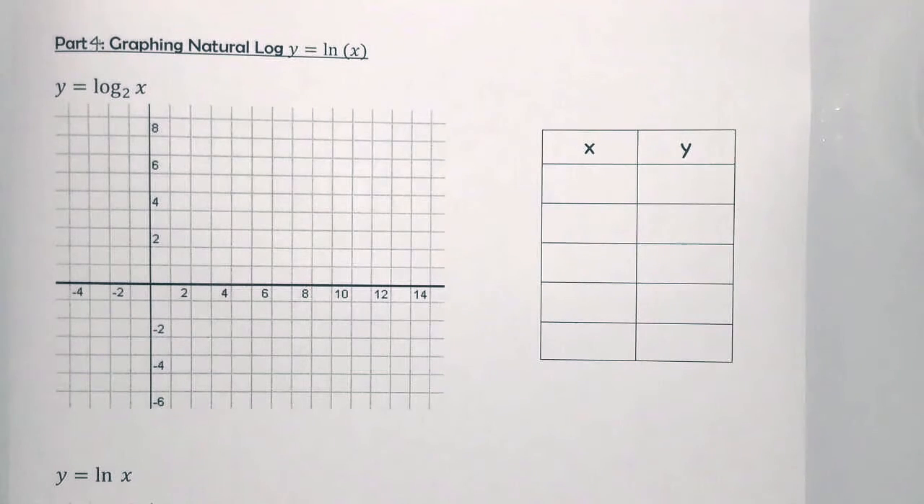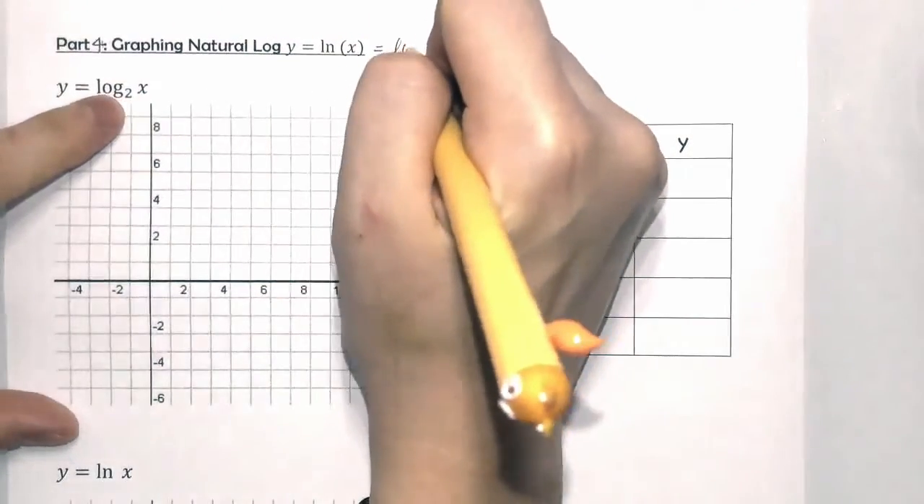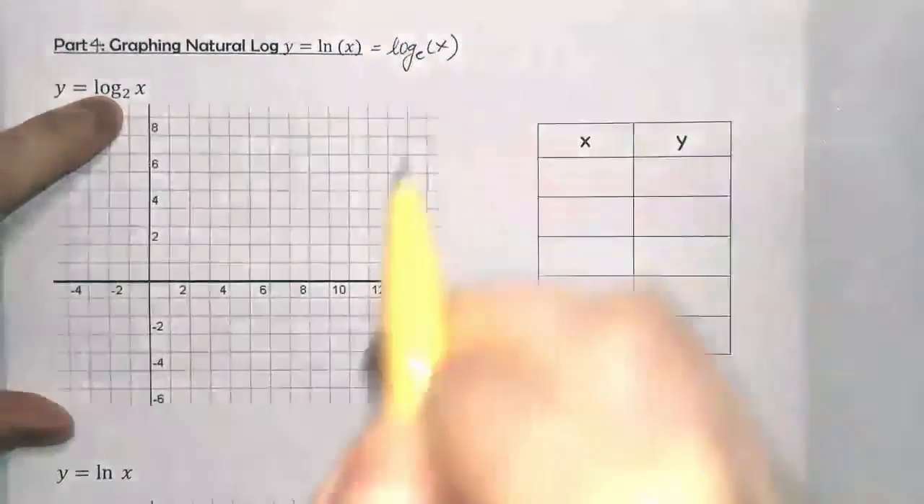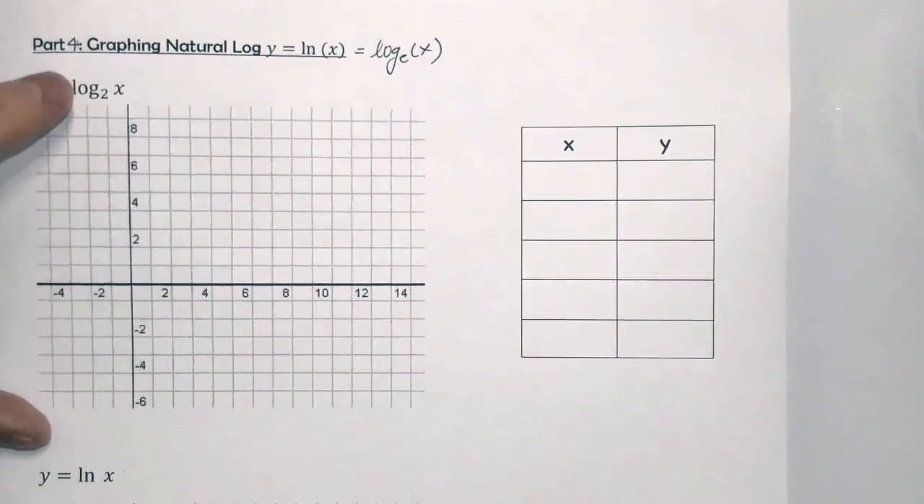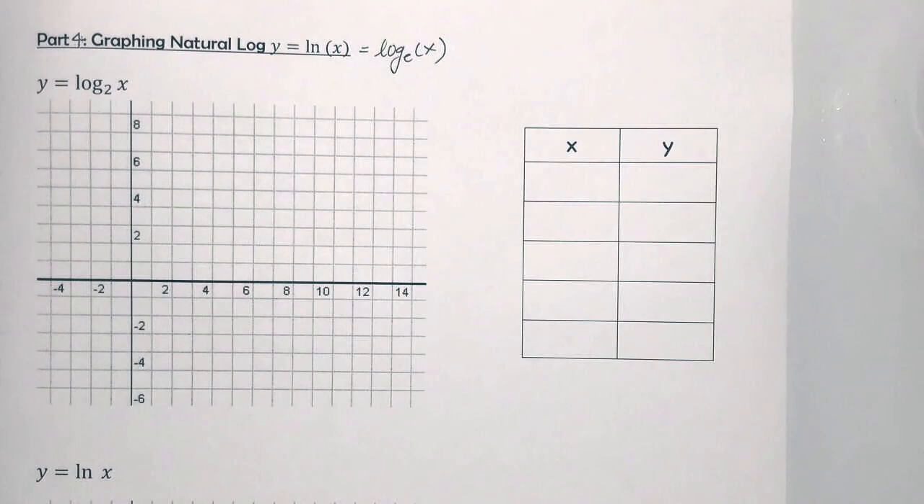Right, so then the last part. Now we're going to be graphing the natural log, y equals ln of x, which you can also remember as log base e of x. Let's first remember what we know about logarithm functions in general. So here's an example that we're going to graph together.